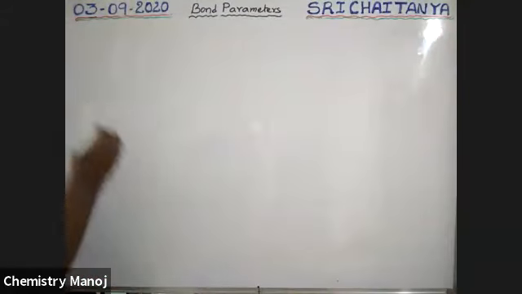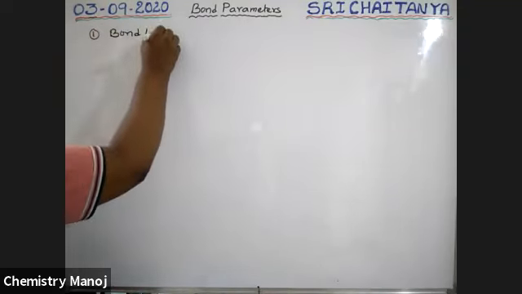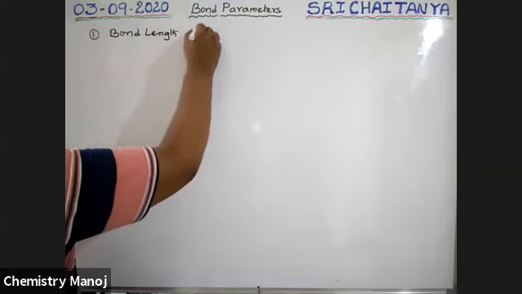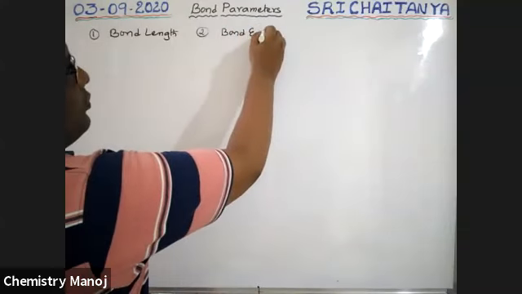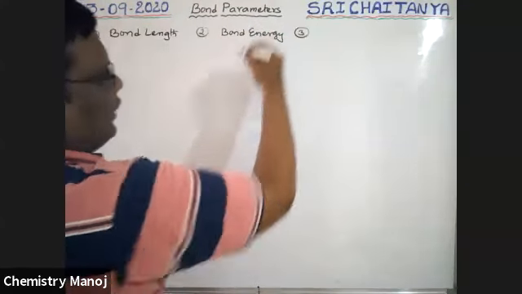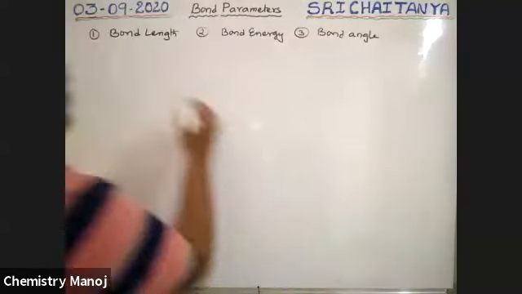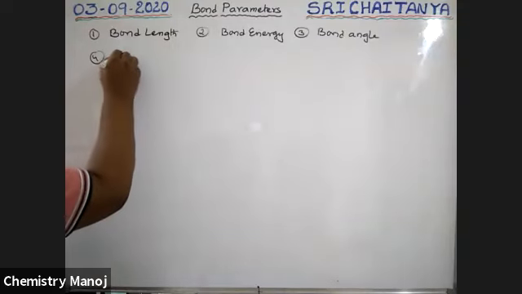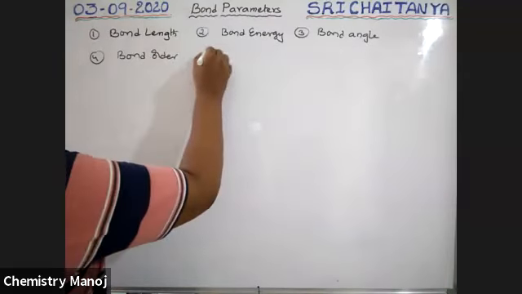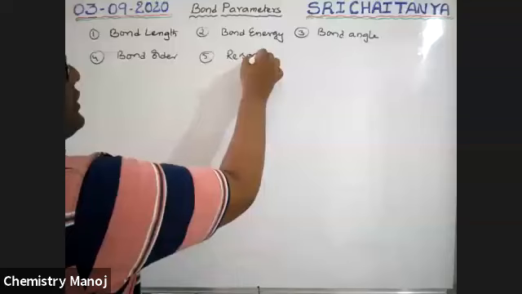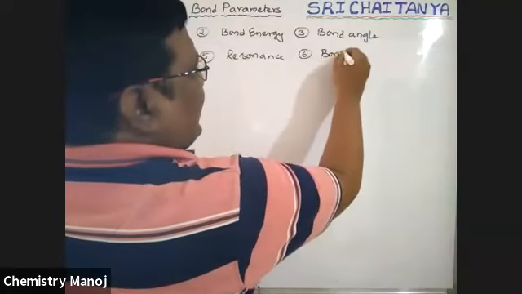So here, first one, bond length. Second one, that is bond energy. Third one, bond angle. Fourth one, bond order. Fifth one, resonance. Sixth one, that is bond polarity.